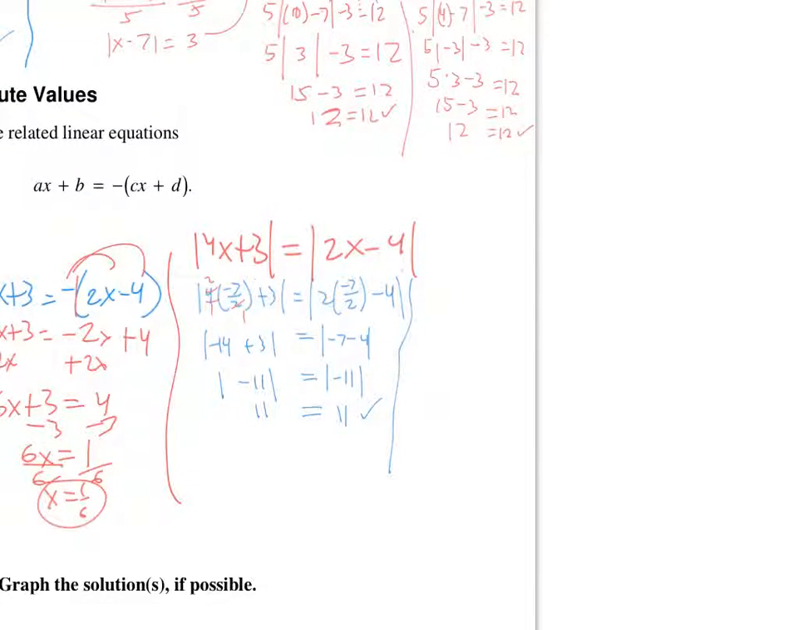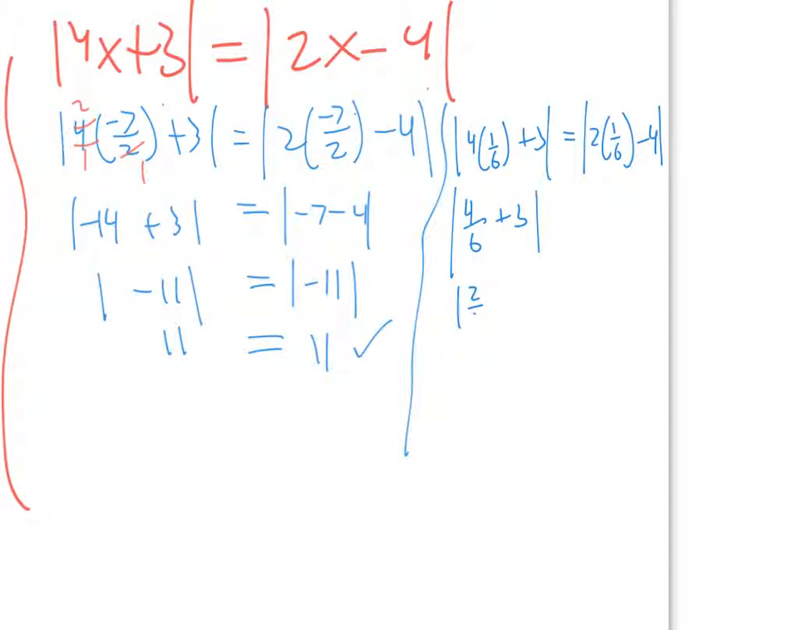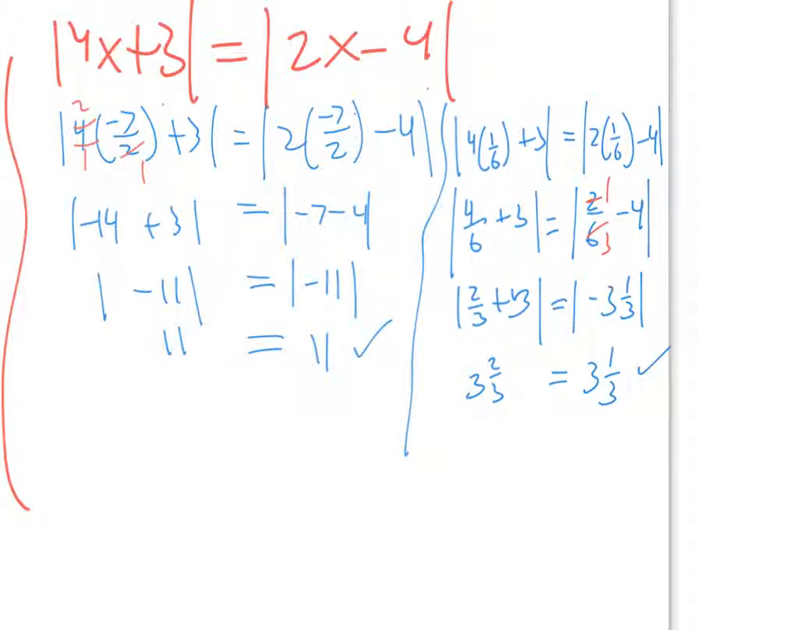Let's try plugging in 1/6. That's our second answer. And so if we plug in 1/6 here, we've got the absolute value of 4 times 1/6 plus 3 equals the absolute value of 2 times 1/6 minus 4. Okay, so this is 4/6 plus 3. 4/6 is 2/3. And let's just go ahead and write that as 3 2/3. This is 2/6 minus 4, which is 1/3. Okay, so this is like 1/3 minus 4, which is going to be -3 1/3. And that is 3 1/3. So they both check out. We're good. Okay, so we've got our answers.